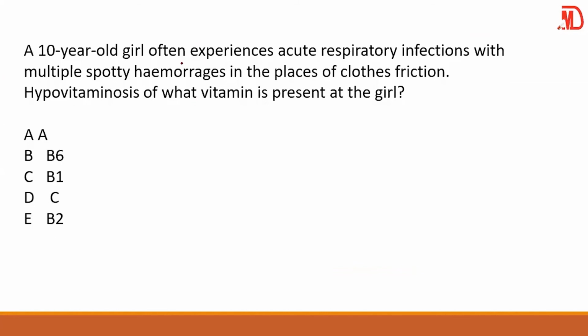A 10-year-old girl often experiences acute respiratory infection with multiple hemorrhages in places of close infection. That means anything that scratches her causes bleeding. So what vitamin is deficient? Of course, you are thinking of ascorbic acid, or vitamin C, because vitamin C is also involved in collagen formation, which stratifies the layers of the skin.